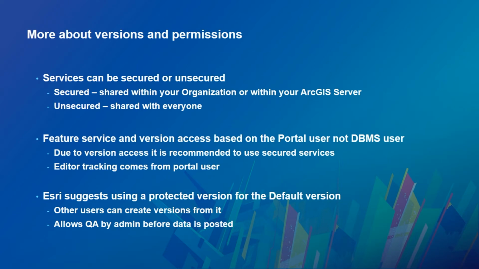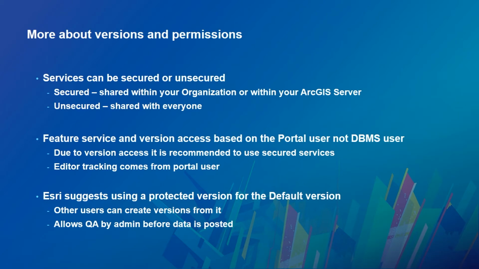So when working with versions, we recommend that you use secured services. You can run into funky behavior if you have an unsecured service and we can't authenticate who you are, and we don't know what permissions you have to create or delete versions or reconcile or that sort of thing. So you can run into strange behavior there. So we do suggest, if you're working with branch versioning, make sure you're securing your service.